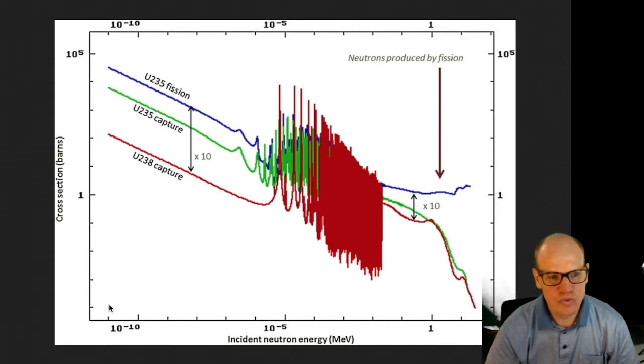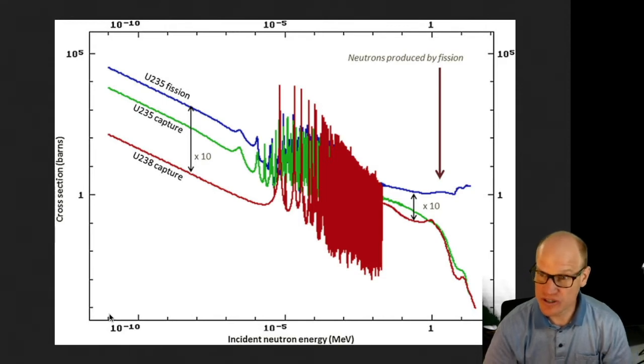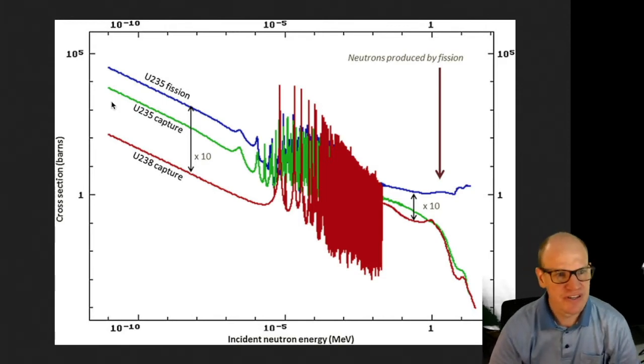At 1/10 billionth of an MeV, so that's slow neutrons, like room temperature neutrons, it's 5 orders of magnitude higher.